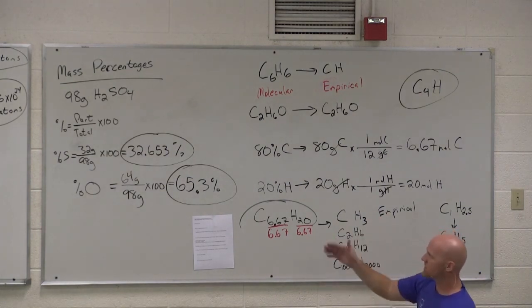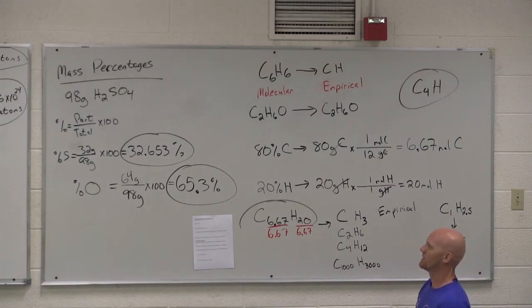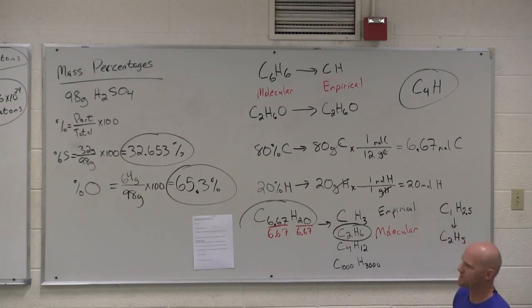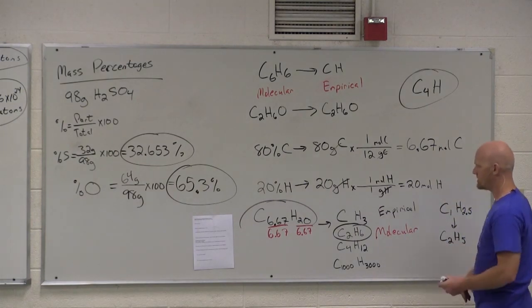So in this case, the next question says, if this compound has a molar mass of 30, what is the molecular formula? Well, what multiple of 15 is 30? Got to double it. And the doubled formula is this guy right here. So that's our molecular formula. Only because we were given that the molar mass was 30. Without that, couldn't have answered this question.